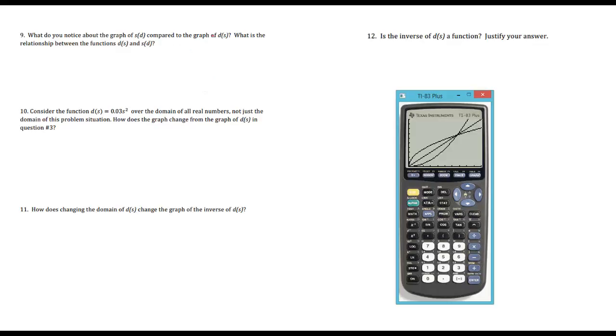And whenever the graphs are reflections over the line y equals x, they are inverses. So what do we notice about the graphs? The graphs are reflections over y equals x. And what is the relationship? That they're inverses of each other.